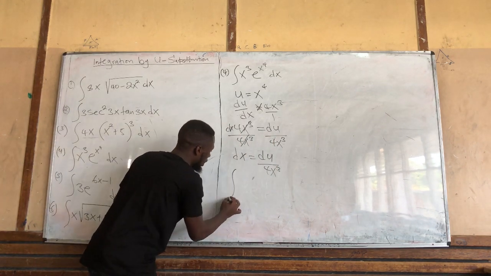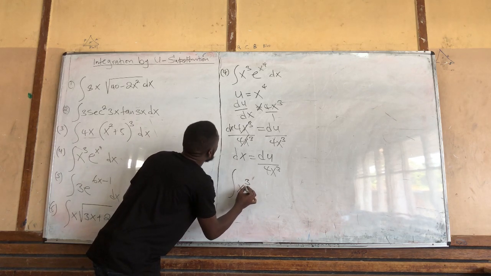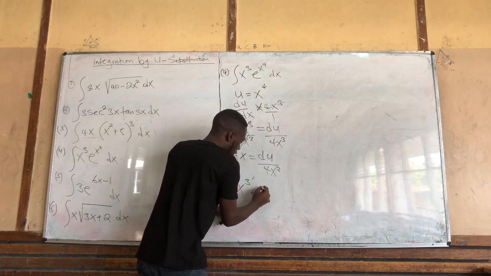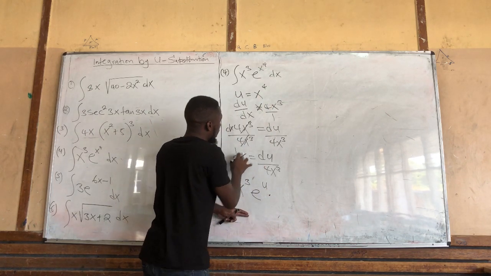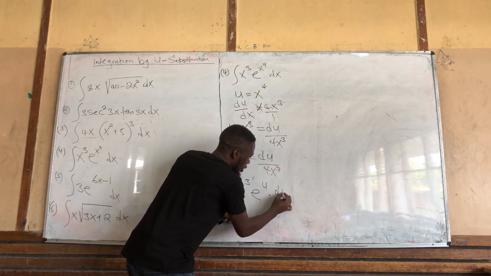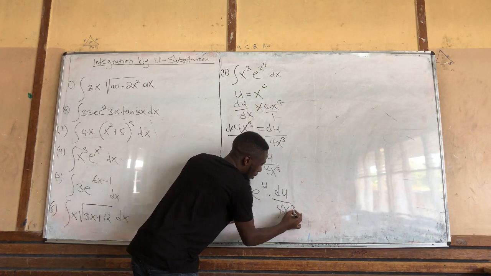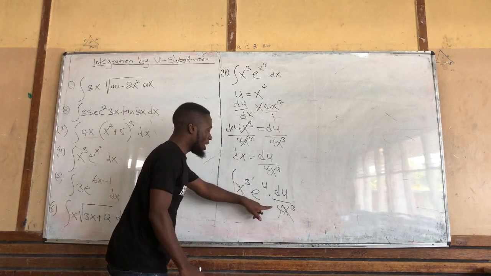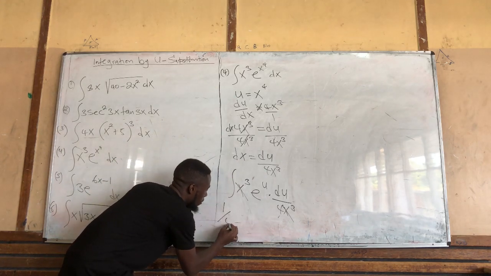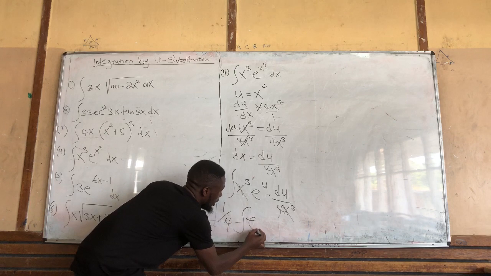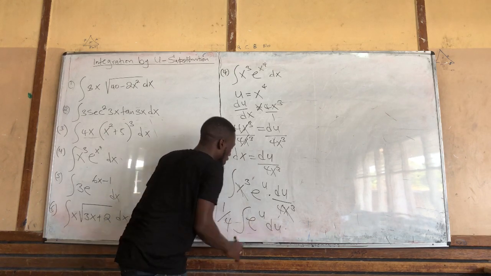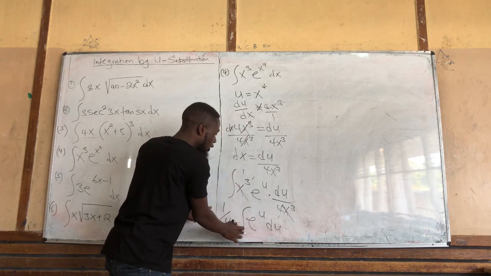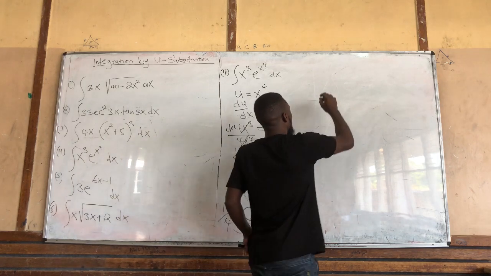So the integral of x to the power 3 e to the power x to the power 4. We know that x to the power 4 is now u, so e to the power u multiplied by dx. What is dx here? dx is du over 4x to the power 3. So you know that this and this will cancel. Here we remain with 1 and here 4. So this is the same as 1 over 4 integral of e to the power u du, because here we remain with 1 and down here we remain with a 4. So 1 over 4, when we take it outside, integral of e to the power u.